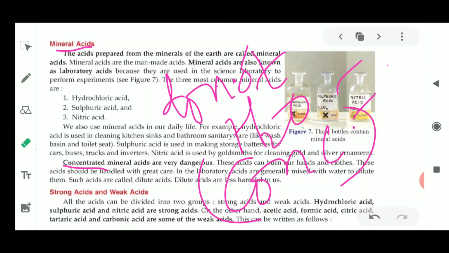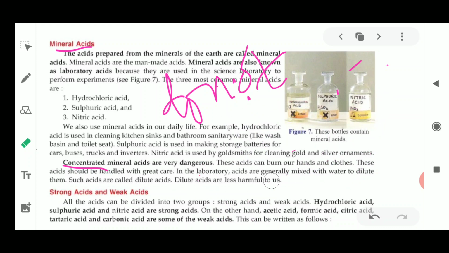It means it is a very dangerous acid. They do not contain water, and they are very harmful if they touch our skin or our finger. So you don't have to use these acids without the instructions which are told in the lab. Please follow the instructions given by your teacher in your lab while handling these concentrated acids, as they are very dangerous. These acids are going to burn our hands and clothes, so you don't have to touch them carelessly. These acids should be handled with great care.